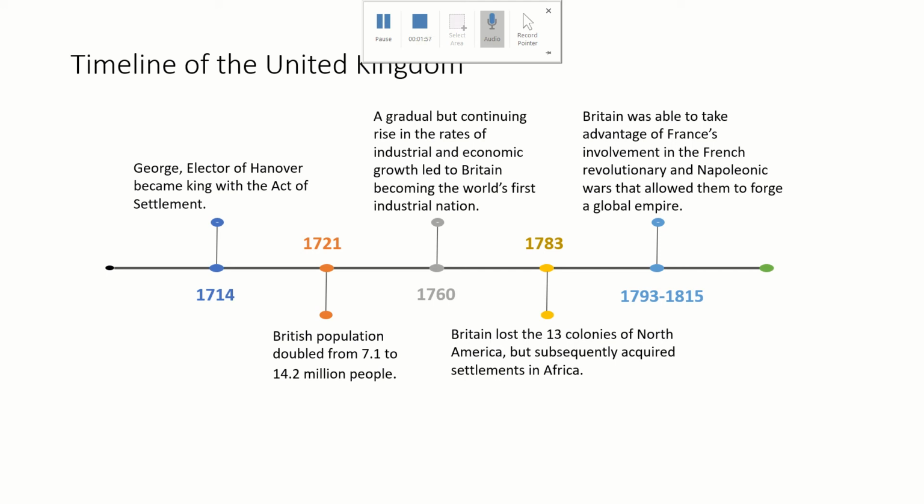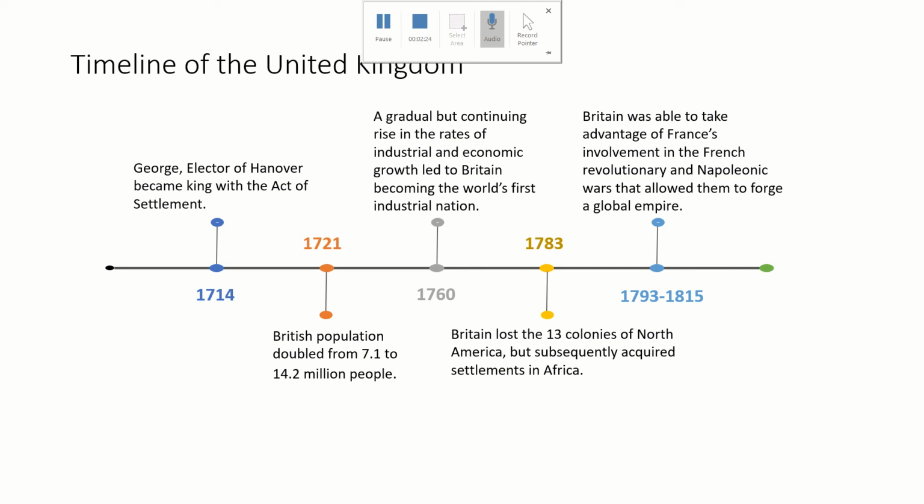and would ultimately lead to victory for the British Army. By 1721, the British population doubled in size, going from 7.1 to 14.2 million people, and continued to gradually increase as advancing industrial and economic growth led Britain to become the first industrial nation in the world. This, however, led to many urban cities becoming very densely populated and having poor sanitation systems.